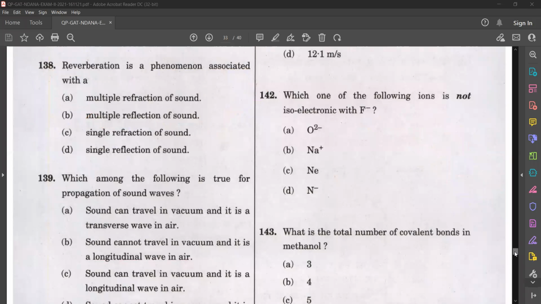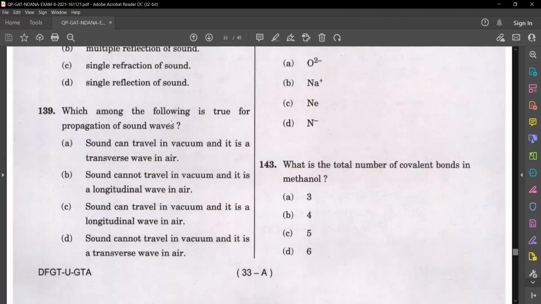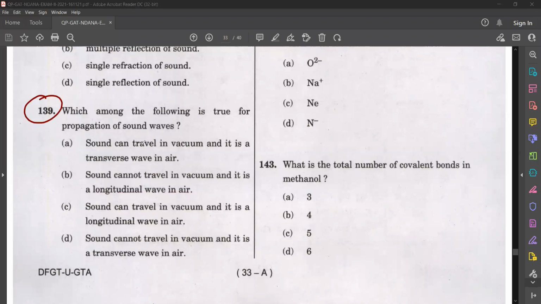A question from sound. Which among the following is true for propagation of sound waves? Read the statements. Sound waves travel in vacuum and it is a transverse wave. Sound cannot travel in vacuum, it is a longitudinal wave. Sound can travel in vacuum, it is longitudinal. Sound cannot travel in vacuum, it is transverse. Very direct question. Anyone who has read about sound must surely have read this point. It is directly from NCERT class 9.